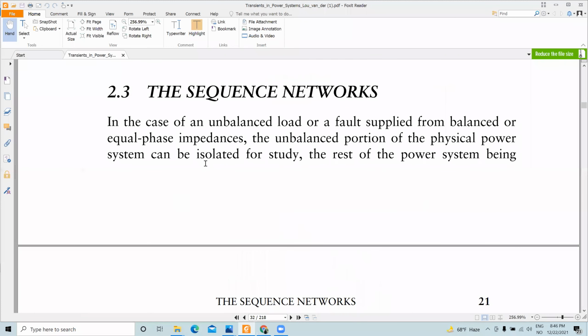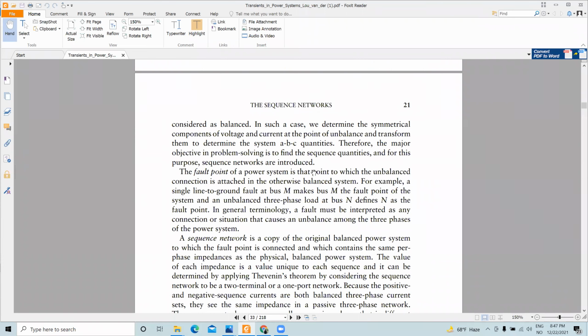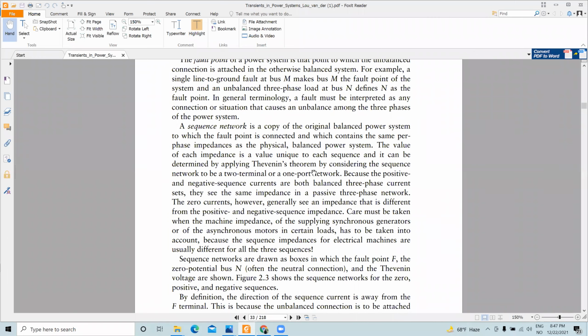The sequence network. In the case of an unbalanced load or fault supplied from balanced or equal phase impedance, the unbalanced portion of the physical power system can be isolated for study, the rest of the power system being considered as balanced. In such a case, we determine the symmetrical components of voltage and current at the point of unbalance and transform them to determine the system ABC quantities.